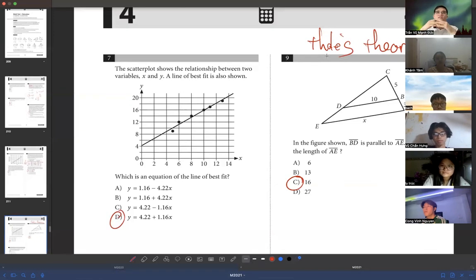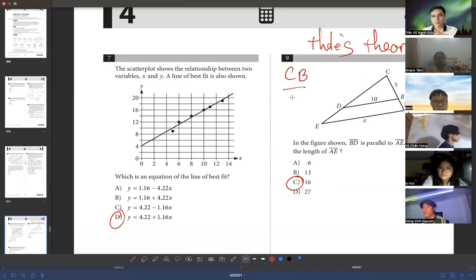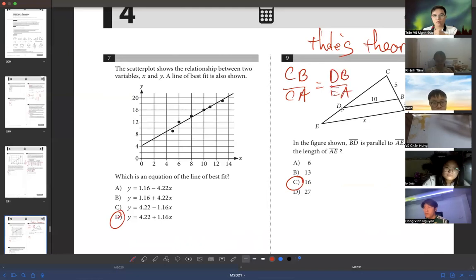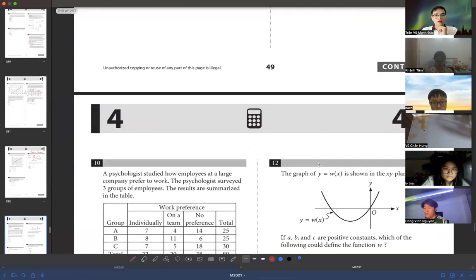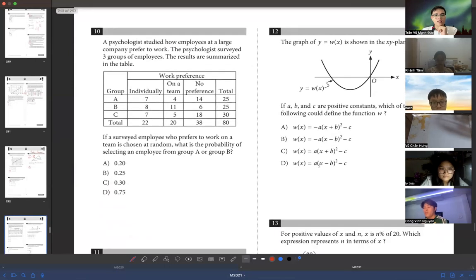It's just like the Pythagorean theorem, and Thales theorem is the same. CB over CA equals DB over EA, right? So you just plug in the values and you get C, 16. Cool. Next up is 10.